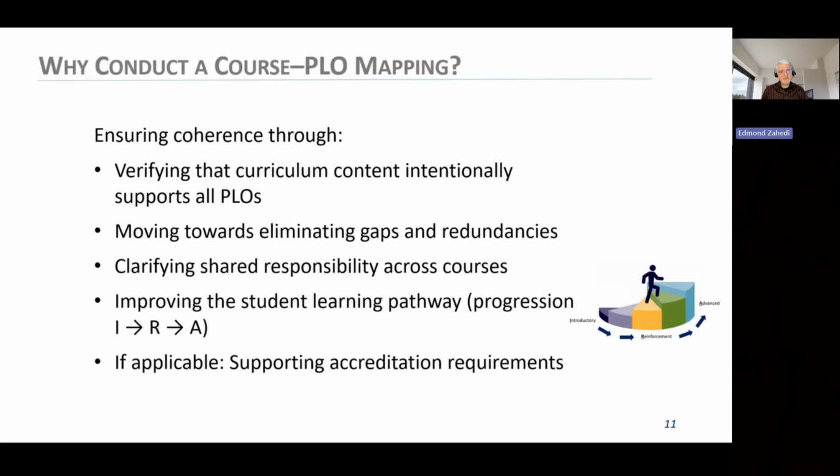It also helps to clarify shared responsibility across courses. For each outcome, we can see which courses are supposed to introduce it, reinforce it, or bring students to the advanced level. We're referring to the famous spiral IRA here. The ultimate goal is to improve the student learning pathway by showing a logical, intentional progression across the program. Finally, when relevant, mapping can also meet accreditation requirements. It can provide clear evidence of curriculum alignment with goals set by external bodies.